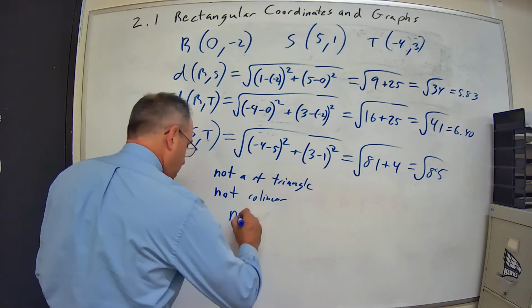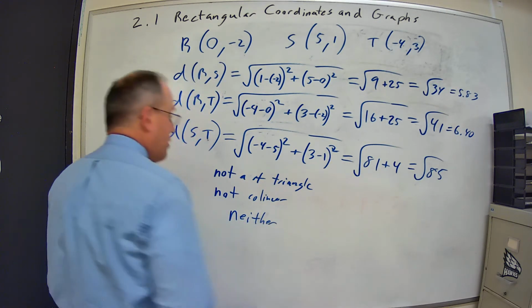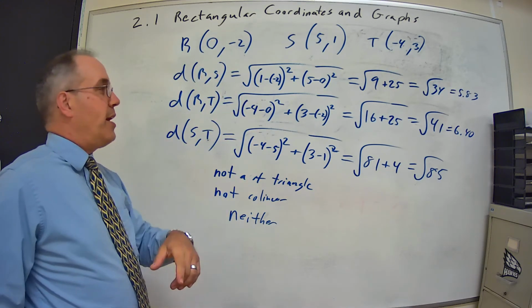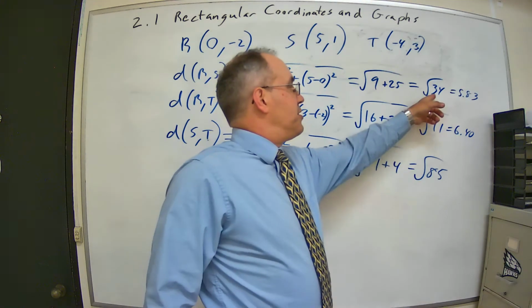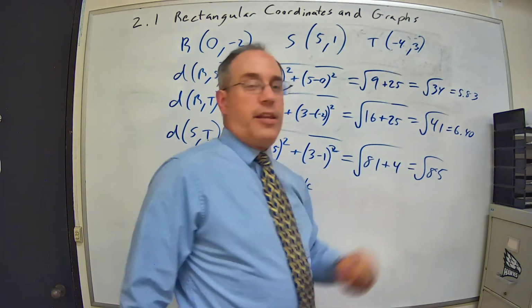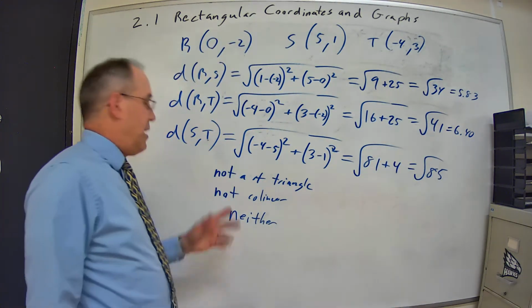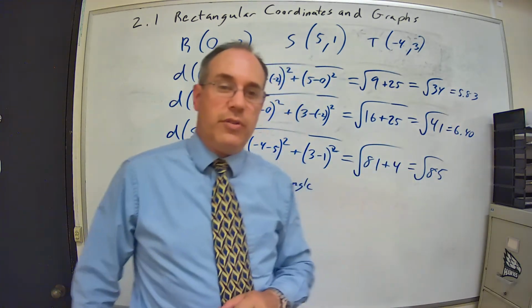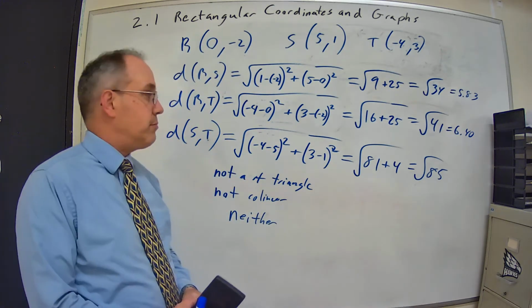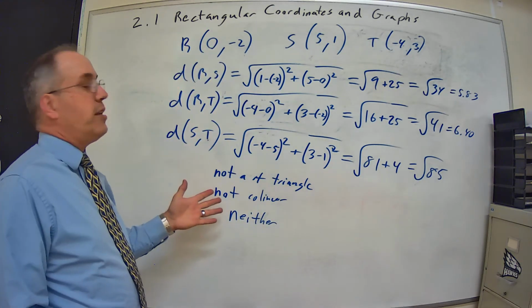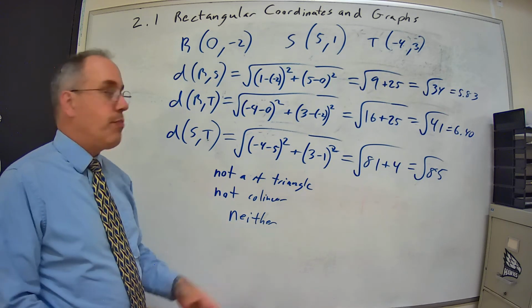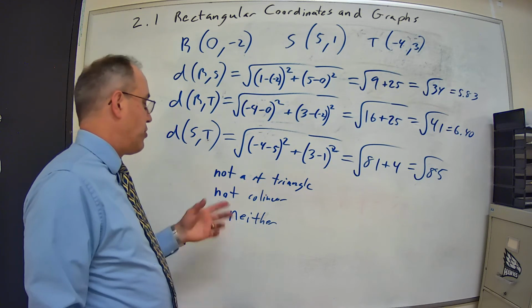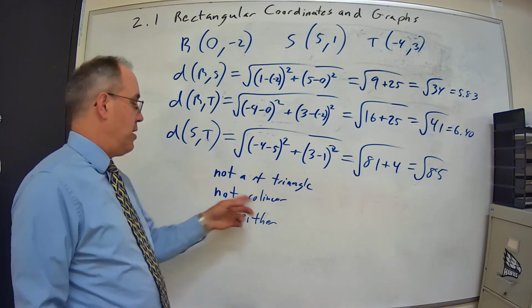So therefore we say neither. We went through and we verified it's not a right triangle because the sum of the squares of those two sides is not equal to the square of that side. And it's not collinear because the sum of those two sides is not equal to the length of that side. So that's looking at collinearity, right triangle. And yes, you will run into cases where it turns out to be a right triangle. Yes, you will have times where it turns out to be collinear.